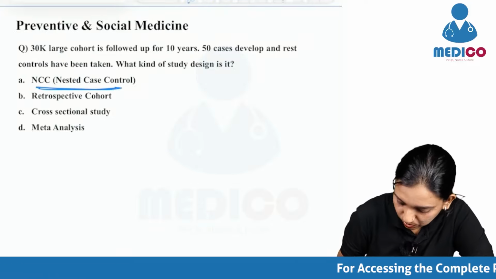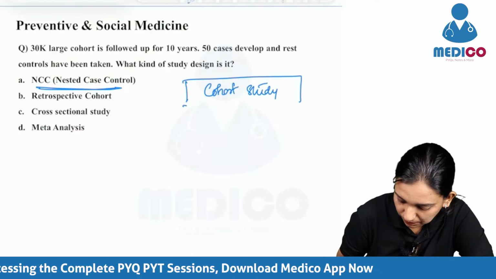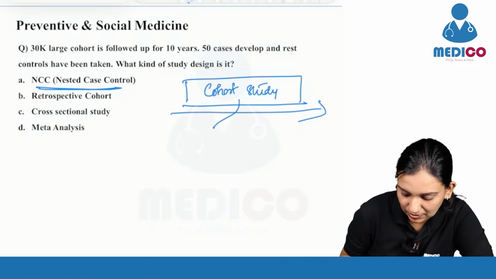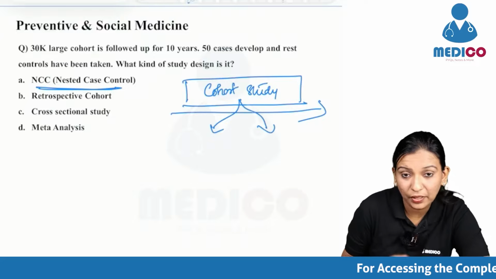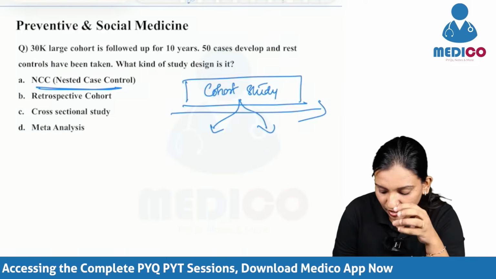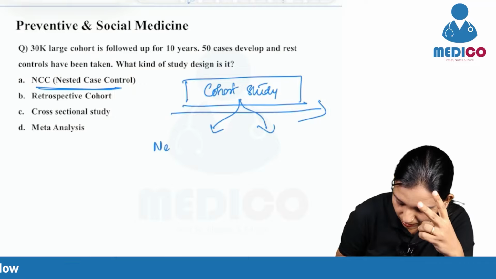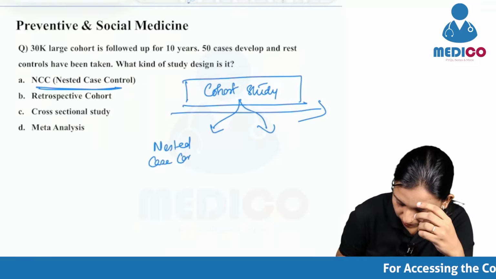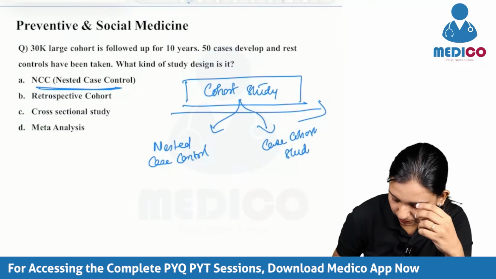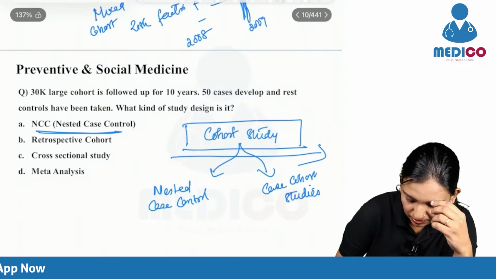Okay. So we'll just see what it is. So you have a big cohort study going on. Okay, so in between this cohort, if you take some cases and some controls and you try to embed a case control study within the cohort study, that makes up another study. Okay, so there are studies which are embedded within the cohort study. You have two types of studies which you should remember. One is your nested case control and another one is case cohort studies. So we'll see each one. So here the answer is nested case control study.